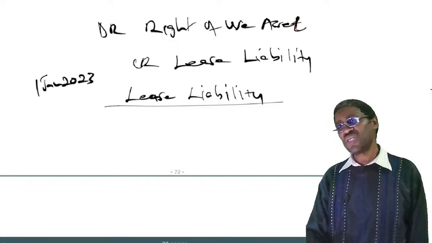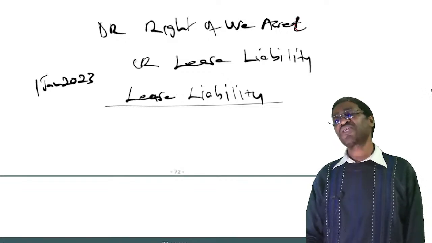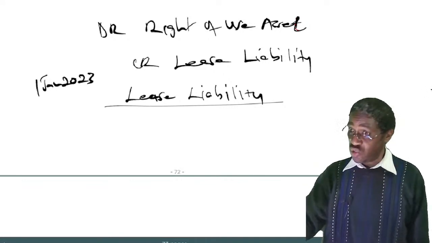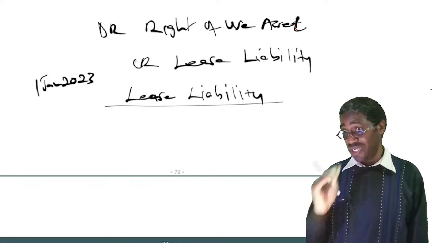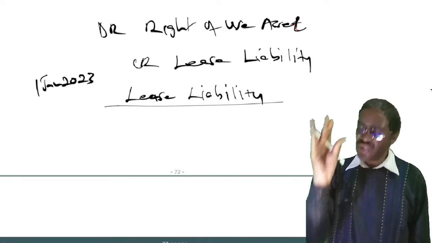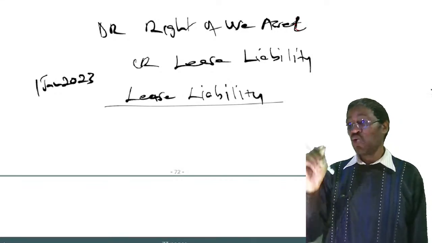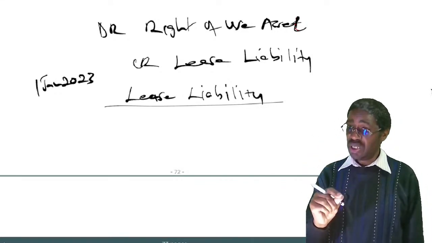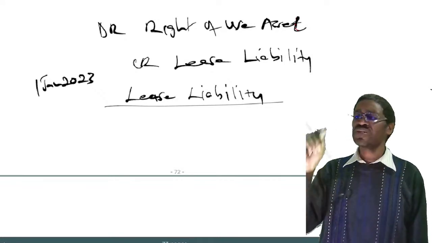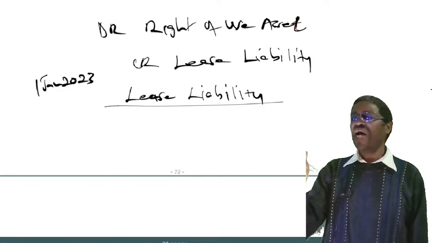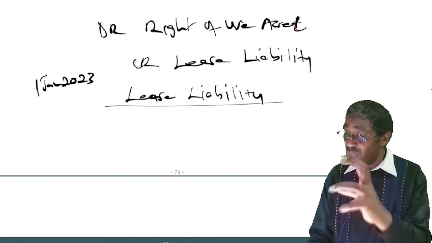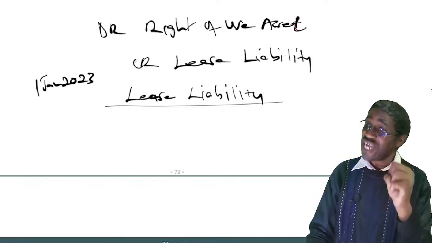So the first one will come by 31st December 2023. Every December you will be required to pay. So if you are going to pay the 10 installments in the future, you have that obligation. As company A, you have an obligation to pay those 10 lease payments at the end of each year, starting at the end of this year. That obligation gives you a liability.